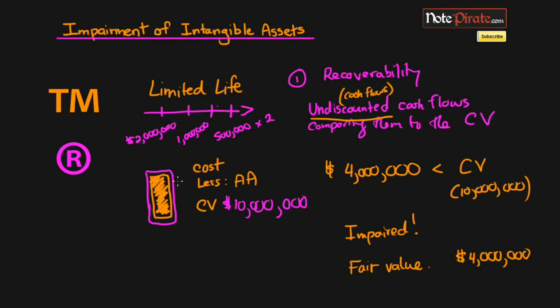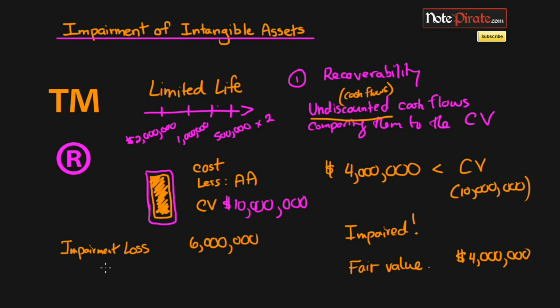So because of, let's say, maybe some obsolescence of our patent technology or it becoming uncompetitive in our market, we've had to write it down to $4 million. So of course we know that the difference between $10 million and $4 million is $6 million. So we're going to be recording an impairment loss for $6 million, because that's the difference.